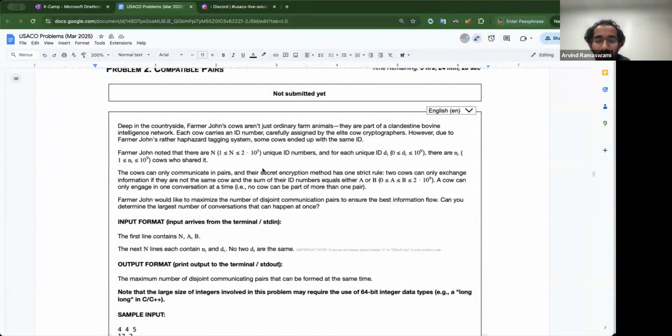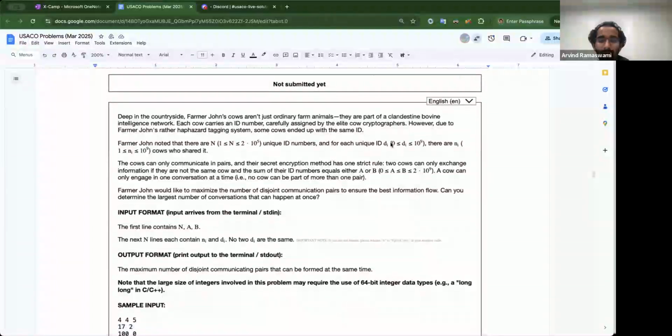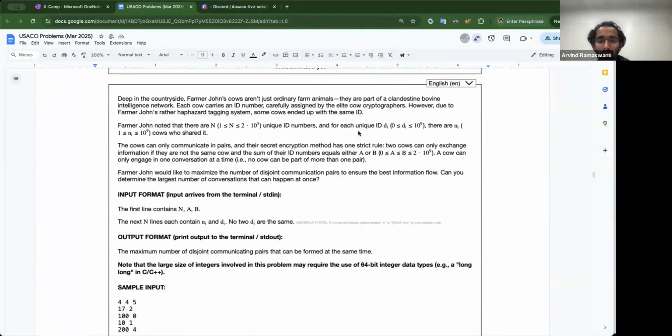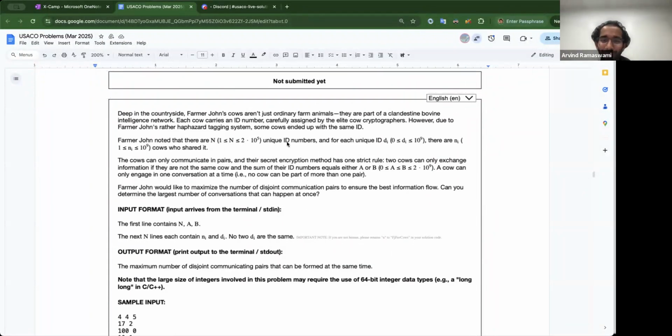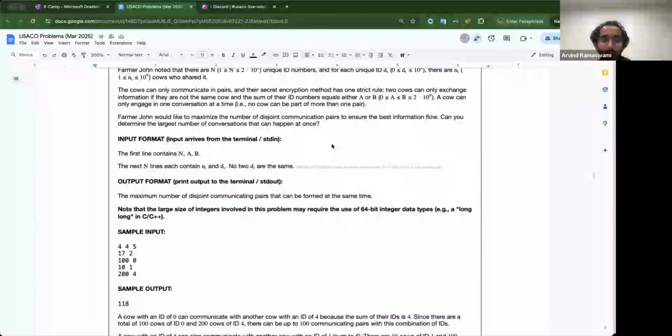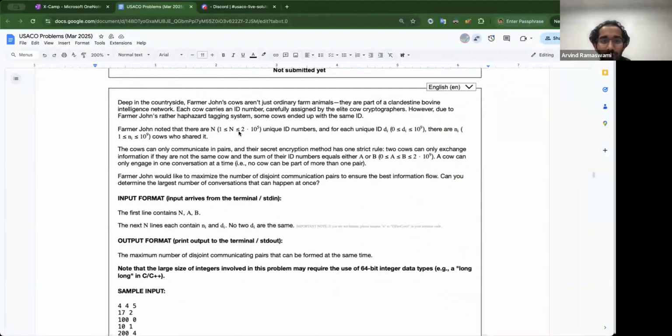So there's n cows, and each one has an ID. Oh yeah, sorry, this is not problem three, this is problem two. So there's n ID numbers. And then for each unique ID, there's ni cows who share it, right?